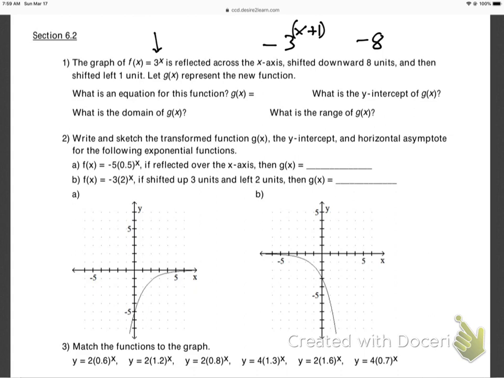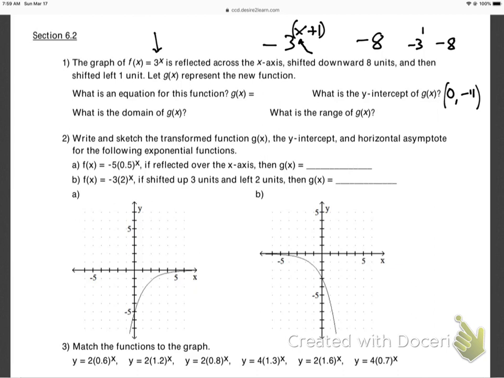Now, the y-intercept of this is you setting x equal to 0, okay? So right here, this has to be 0. So it's saying, what's negative 3 to the power 1, and then take away 8. Well, negative 3 to the power 1 is just negative 3. If I take away 8, that'll be negative 11. Okay, so 0, negative 11.